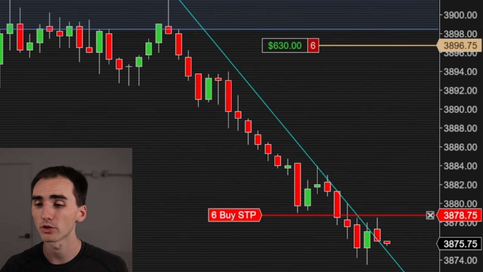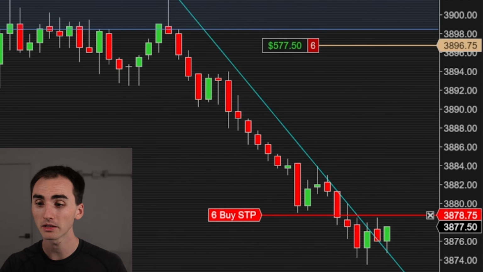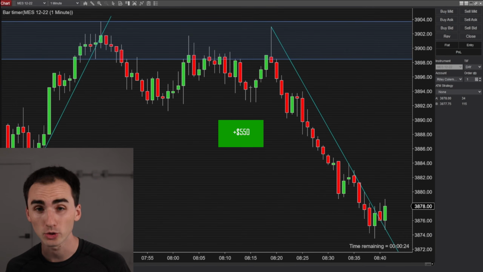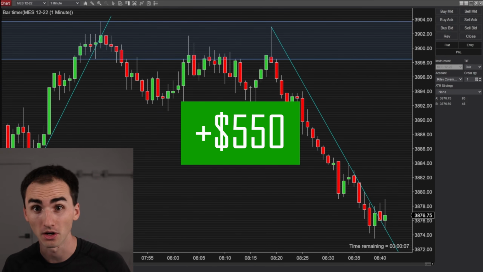And so with this making another pullback, it looks like it might start to break here, and we're going to get knocked out of the trade, making about $550 in profit.